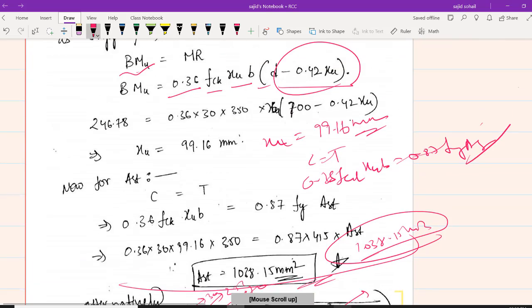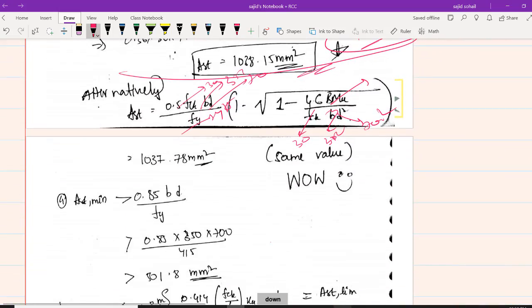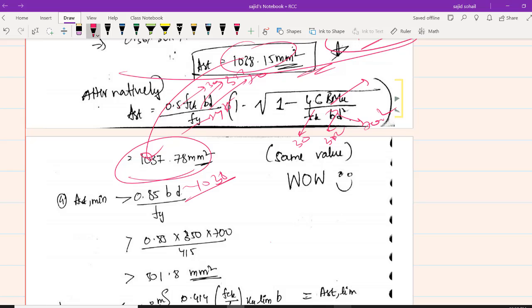So once you are substituting in this, you will be getting exactly the same answer. थोड़ा चेंज रहेगा, like पॉइंट में चेंज रहेगा. You will be getting exact same. So 1038 ही आपको आने वाला है फिर से. Okay, so this is your steel which you have to provide.